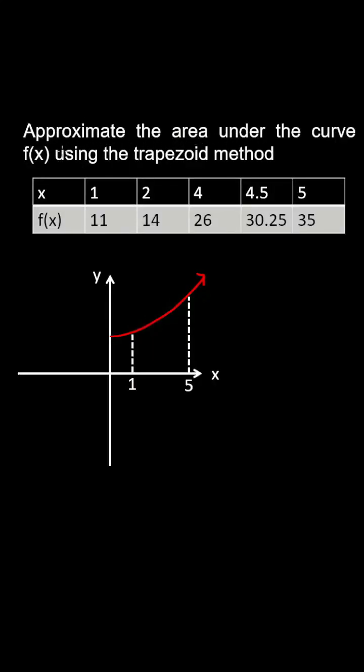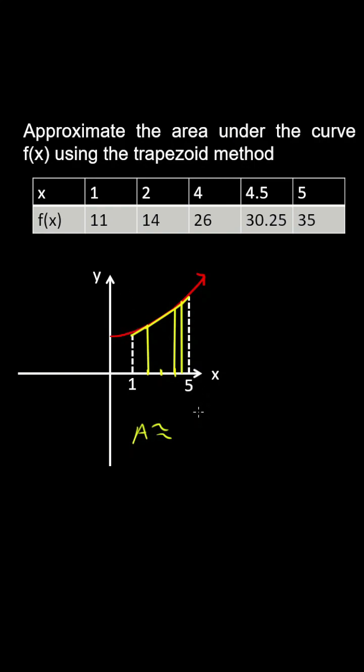Approximate the area under the curve using the trapezoid method. So we have the width of each trapezium as 1, so this is from 1 to 2, then from 2 to 4, and then from 4 to 4.5, and then 4.5 to 5, as given in the table. So these trapezia are going to look something like this, and therefore the approximate area under the curve is the sum of the area of each of those trapezia.